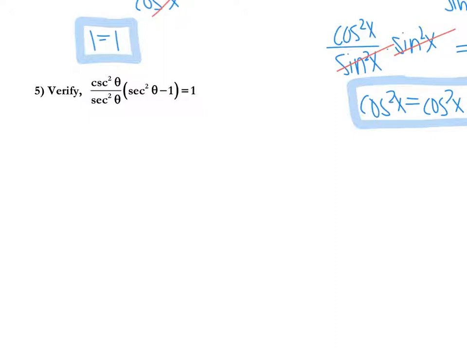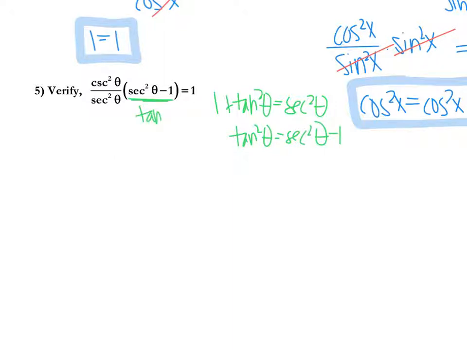So we have a manipulation. Normally we have 1 plus tangent squared equals secant squared. And we're going to go ahead and subtract the 1 from the other side. So this equals tangent squared theta. Okay. All right, so let's go ahead and change that over.